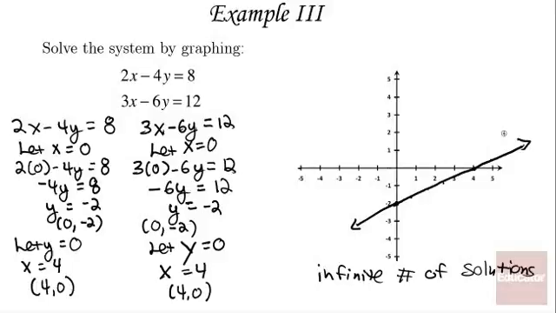Any point on this line, which goes on in both directions forever, any point on this line is going to be a set of solutions for these 2 equations. So that's an infinite number of points, so it's an infinite number of solutions.